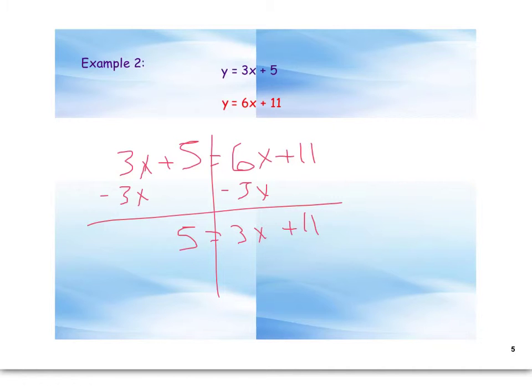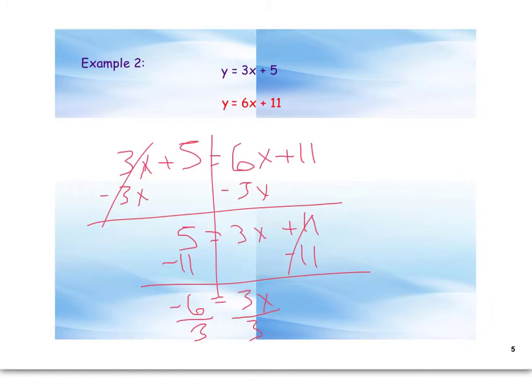Now we want to get our x by itself, so I'm going to subtract 11. 5 take away 11, you're going to get a negative 6. You're taking away more than what you have, equals 3x. The 3 is attached with multiplication, so we have to divide. Negative 6 divided by negative 3 is going to give you an x of negative 2. Negative divided by a positive is negative.